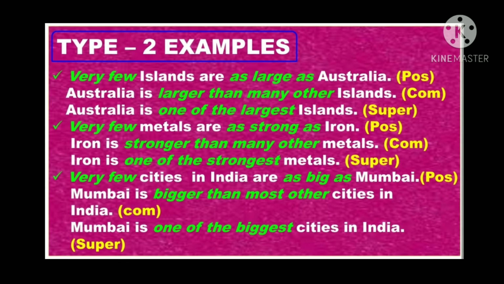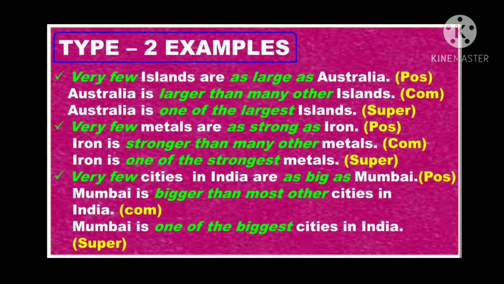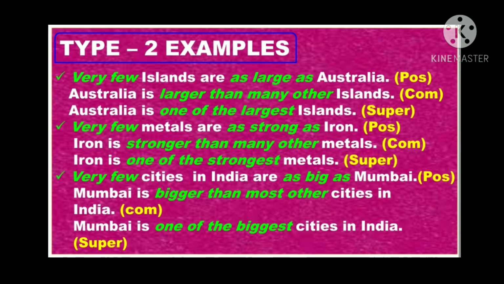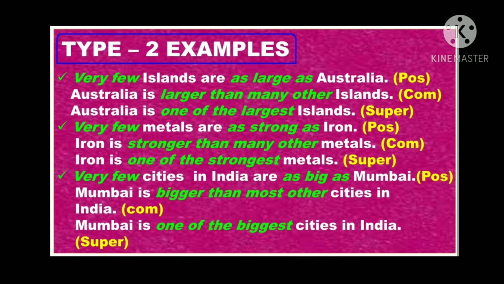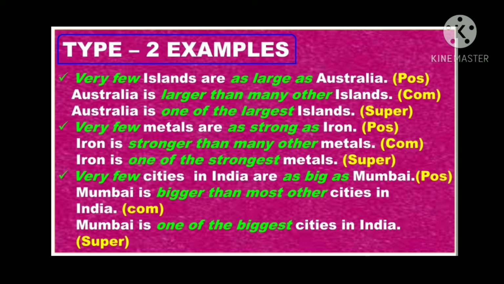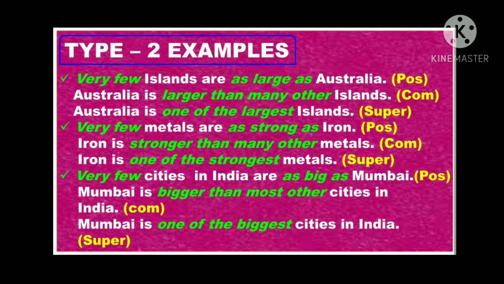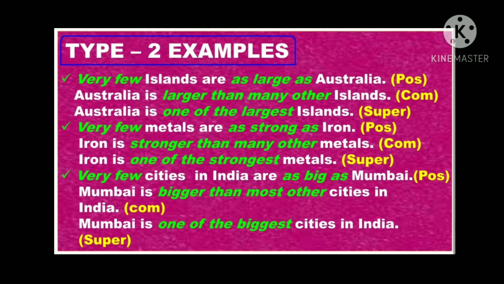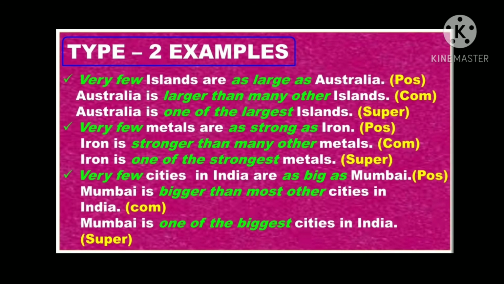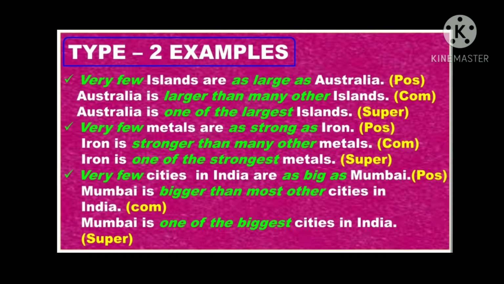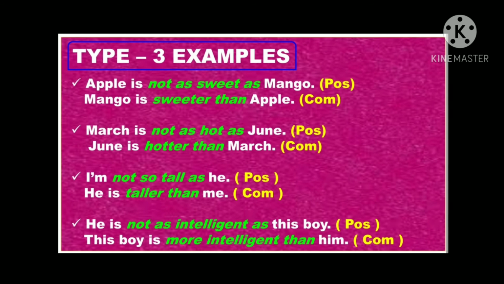Okay? Look at the next example. Very few cities in India are as big as Mumbai. That is in positive degree. So when it goes to comparative, Mumbai is bigger than most other cities in India. So when it goes to superlative, Mumbai is one of the biggest cities in India. Got it? Okay. Let's see few examples for type 3.